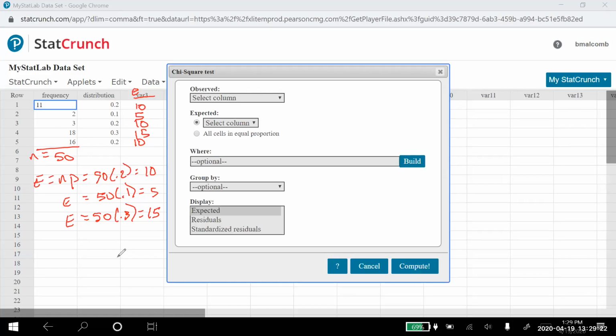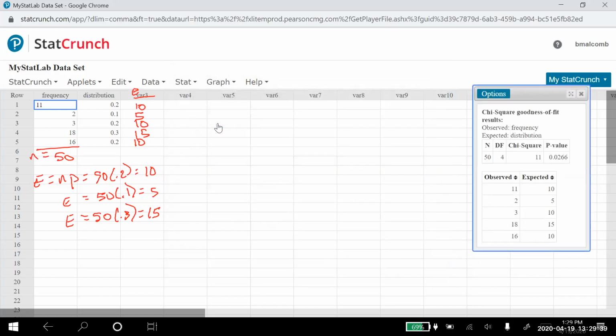Okay, so in this case, the observed value is our frequency. And our expected has to match the distribution. And again, we just say compute. So there we have our chi-square value, exactly 11. I'm just looking over here at our chi-square value and our p-value. Chi-square is 11, p is 0.0266. And I wrote that on the other page, so we'll see that when we go back over.